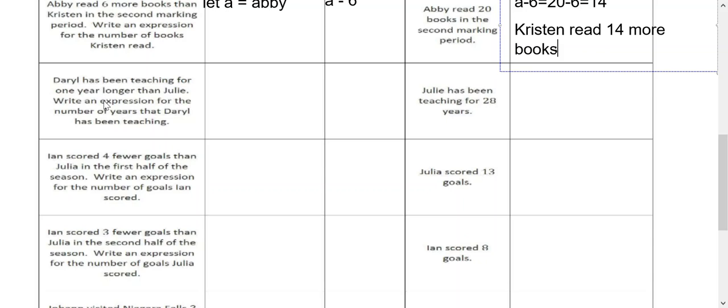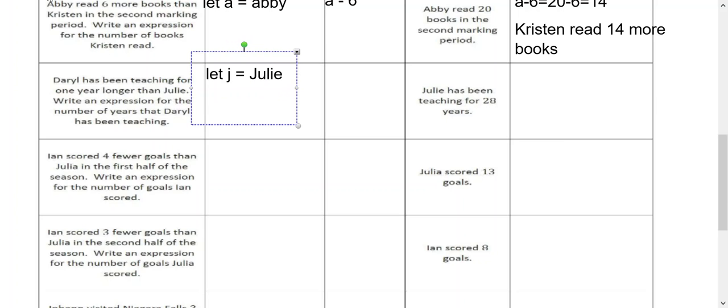Daryl has been teaching for 1 year longer than Julie. Write an expression for the number of years Daryl has been teaching, okay? So we can look in the third column, and it says Julie has been teaching. So we're going to have let J equal Julie. And so now we've got to come up with our equation. So Daryl has been teaching 1 year longer than Julie. So however long Julie has taught, you add 1 for Daryl's.